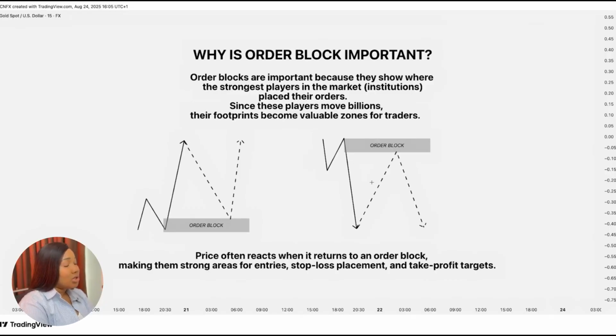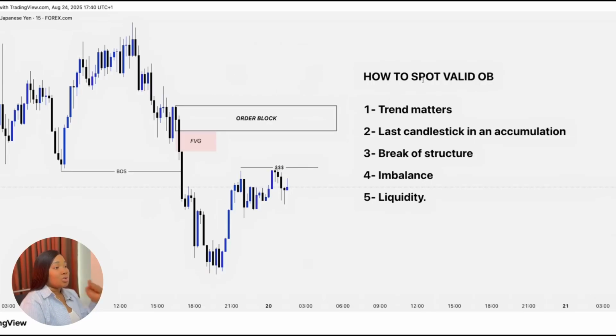Now let me quickly show you guys the rules to follow on how to spot valid order blocks. I've listed 5 important tips here, and number 1 is the trend matters. It is important for you to know where the market is going, the market structure. Break the market down and know where it is pointing so that you will align. The popular statement, the trend is your friend.